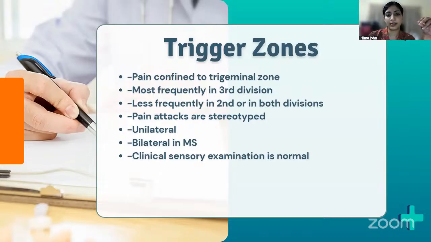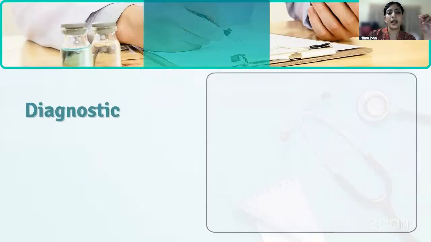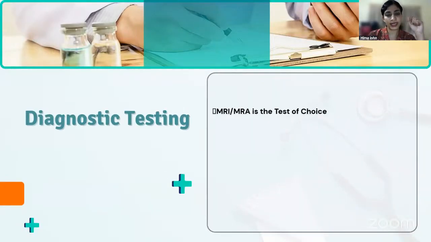multiple sclerosis. Okay. Now, diagnostic testing: there is no specific test as such which gives a clear-cut answer that if the patient has this, it is definitive for trigeminal neuralgia. Most of the time, the diagnosis is done by the clinical examination or the history itself, and with the clinical examination, you will arrive at the diagnosis of trigeminal neuralgia. Next is you have to rule out secondary trigeminal neuralgia.